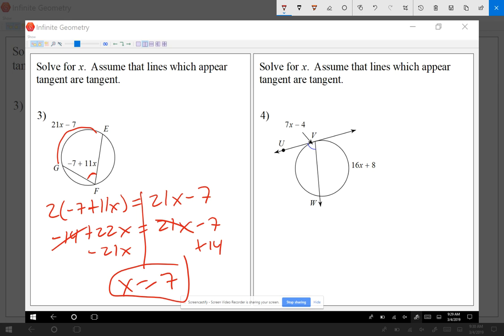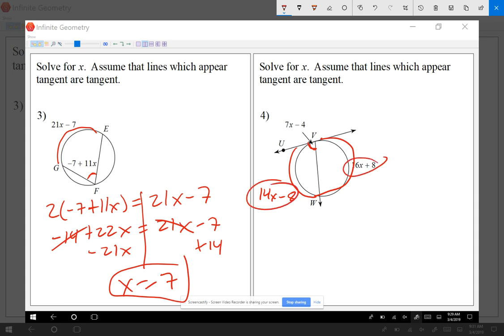Now looking at question number 4, I see this angle that makes this arc. So I'm not going to go 2 times 7x minus 4 equals 16x plus 8, because that's that arc. This arc at the right is not made by this angle. All I know is that the angle is 7x minus 4. So I'm going to say the arc that it creates is 14x minus 8. Notice how I multiply the angle by 2. So 14x minus 8. That's the arc. I see that the other arc is 16x plus 8.